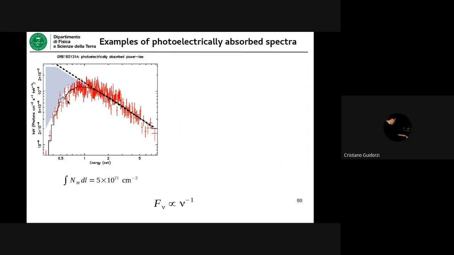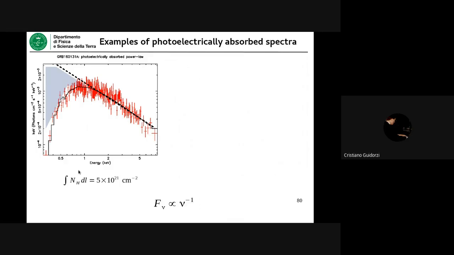Of course, if you make different assumptions, for example, you have theoretical reasons to assume different abundance patterns, then as a consequence the effective photoelectric cross section, and so the optical depth, changes. And so you might see how this changes. This is an effective way to measure the column densities.